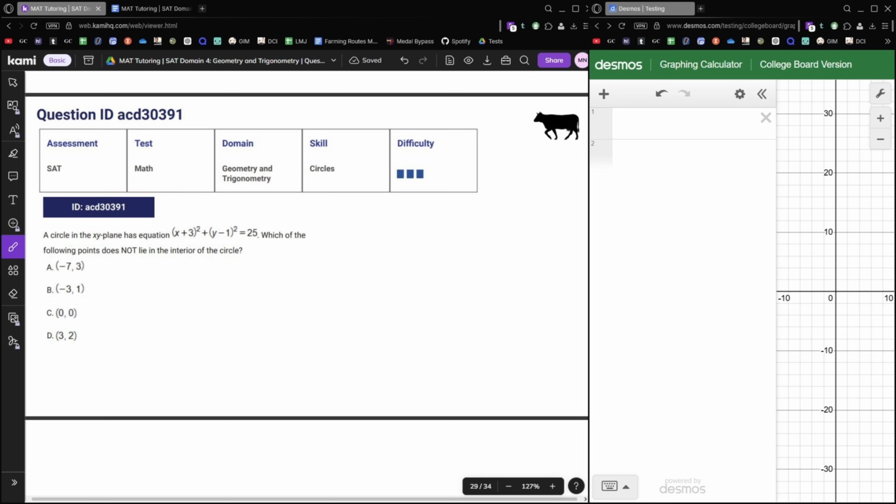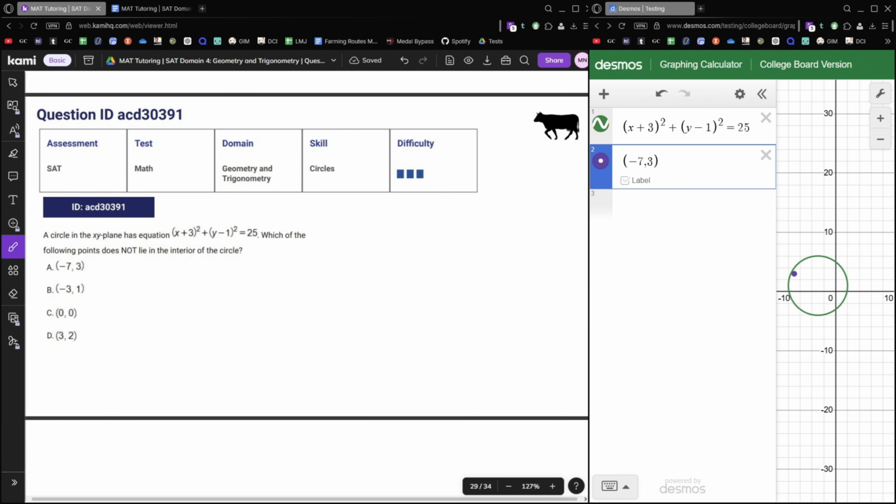Slide number 29. Once again, we're given an equation of a circle, but this time they want us to find out which of the points are not inside the circle. This one is actually pretty straightforward. First we need to type in our equation, of course. Alright, and now we just need to type in all of our answer choices, and whichever one is outside the circle will be our answer.